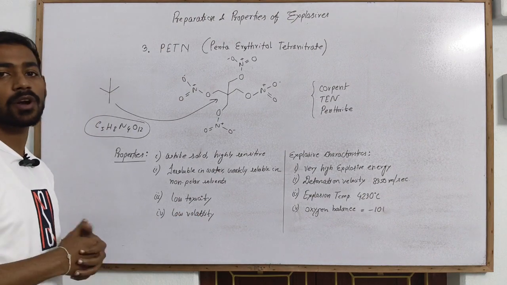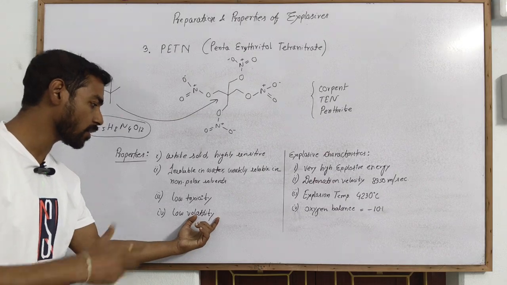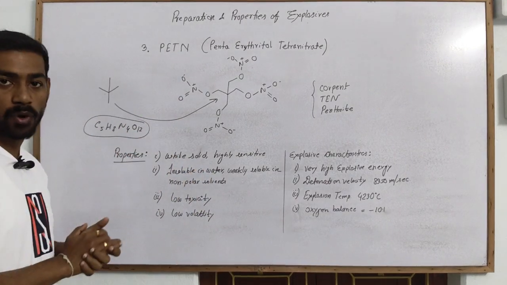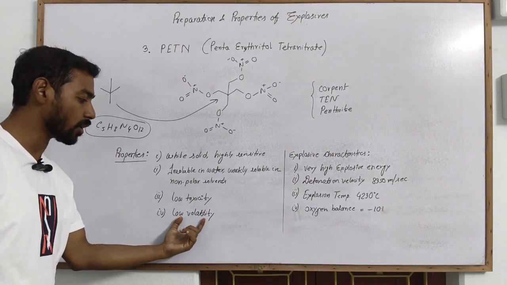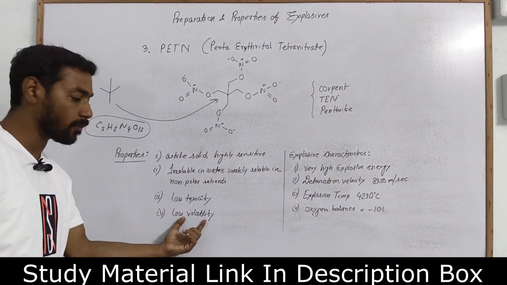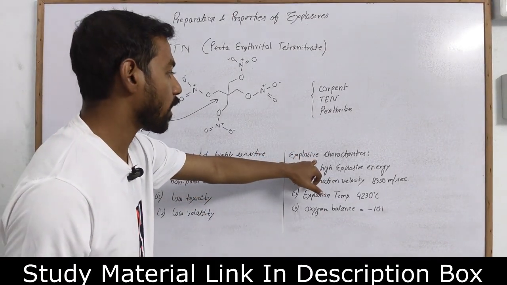Because of this less volatility, sniffing dogs cannot smell it and it cannot be detected. For example, just think that this PETN is placed somewhere. As it has less volatility, the sniffing dogs cannot get the smell of this, and therefore it cannot be detected. Now coming to the explosive characteristics.